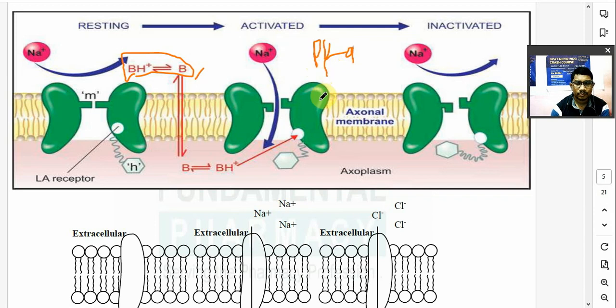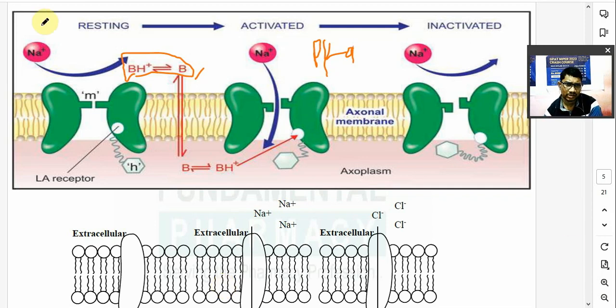So that's why you know that blood pH is 7.4 and these local anesthetics' pKa is more than 7.4, like 7.1, 7.2, 7.6, 7.8. So particularly ester type of local anesthetics have a pKa in the range of 7.1 to 7.4. Now those amide type of local anesthetics will have a pKa more than 7.6. Okay.